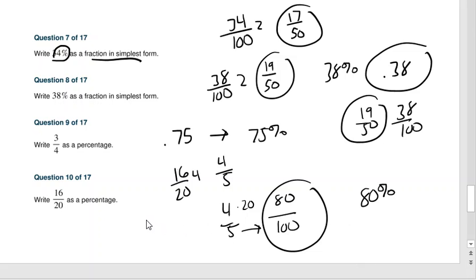Another way that you could do it is you could take the 4, you could divide it by 5, and that is going to give you 0.8. And then you would change that to a percentage by timesing by 100. And either way, you get 80%.